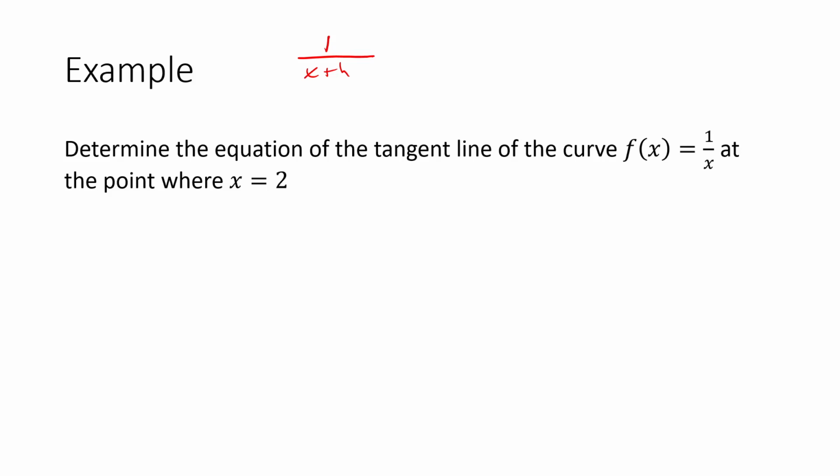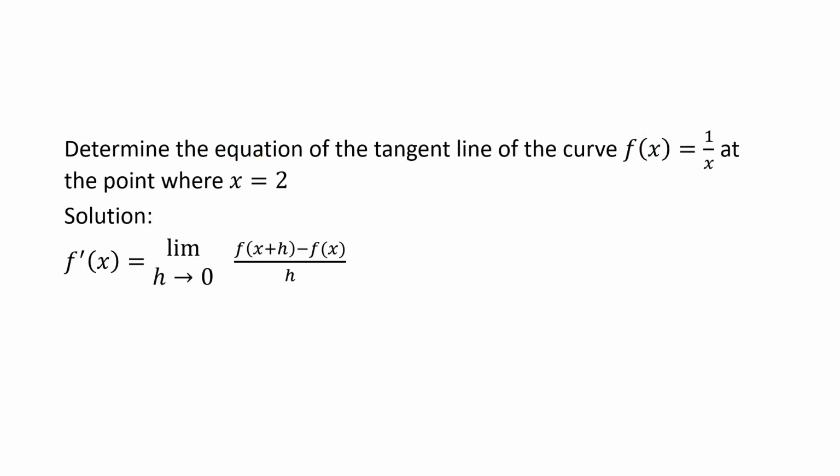Well, in grade 9, we knew that in order to get the equation of a line, we would need a slope and a point. The point will be easy enough. The point will come about by taking this x value of 2 and plugging it into the formula for f of x. So the point's going to be 2 comma 1/2. But how do you get the slope? Well, the slope will be the derivative, whatever the value of the derivative is at x equals 2.